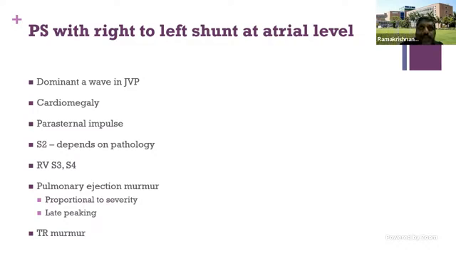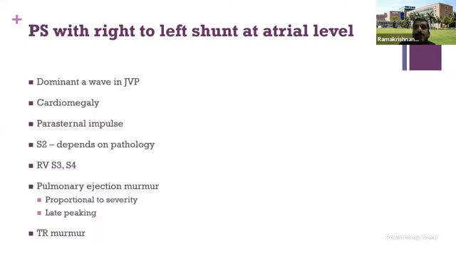Like I told you about the TOF physiology, what are the other types of TOF physiology, how do you identify them and how do you manage them? So now we go to some of the TOF variants. This is a very commonly asked question because this tests your understanding of the physiology. This is PS with a right-to-left shunt at atrial level. How is it different from tetralogy? Basically we are looking at PS with intact septum compared to PS with VSD.